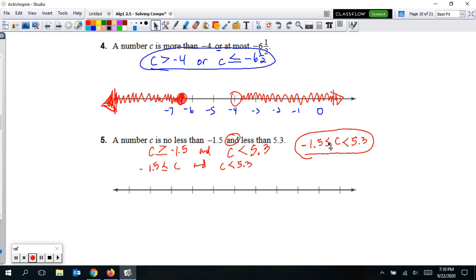Another way to see that is your inequality sign should always be less than symbols. The arrow should always be pointing kind of in the negative direction. That means you're also in the right order as well.